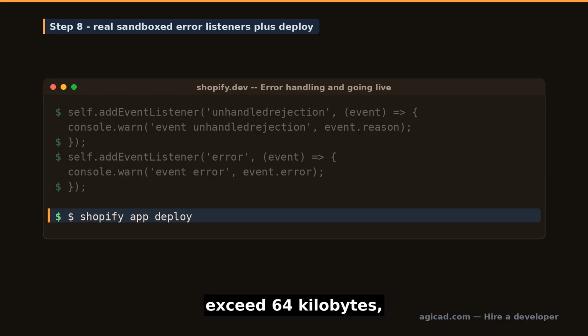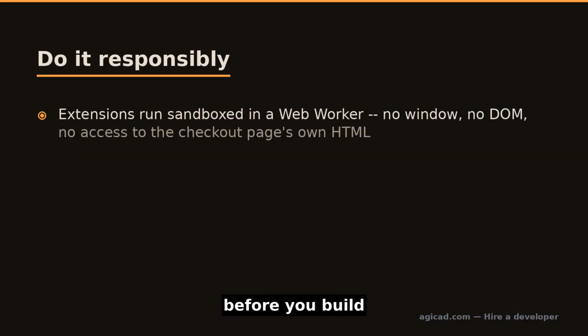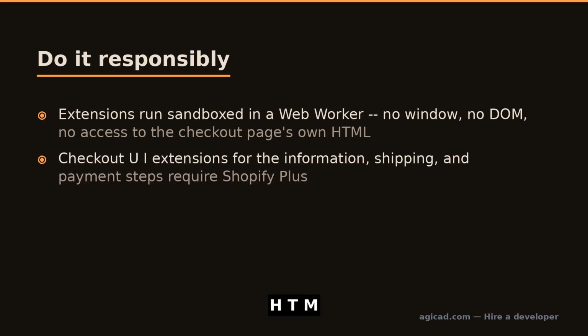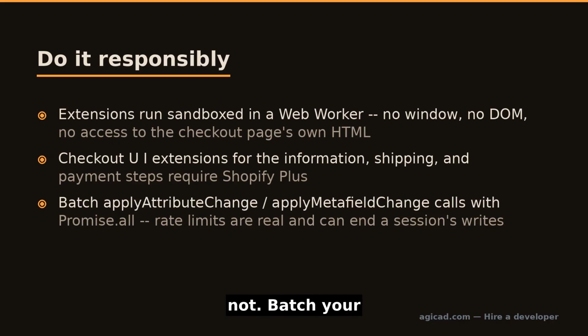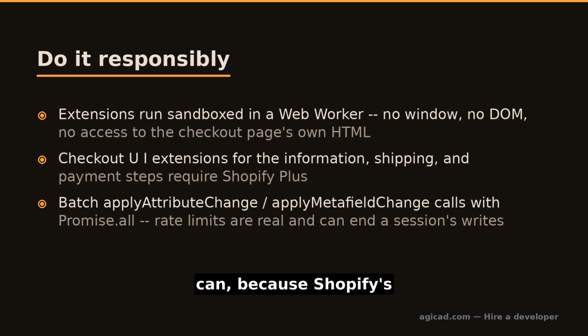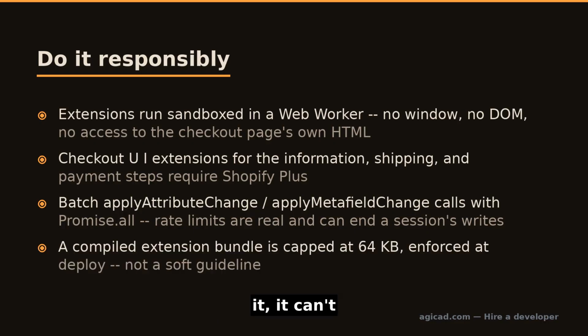A few real limits worth remembering before you build one of these yourself. Extensions run sandboxed in a web worker. There's no window, no DOM, and no access to the checkout page's own HTML or other extensions' code, by design. Checkout UI extensions for the information, shipping, and payment steps are a Shopify Plus feature. Specifically, block and thank-you page targets are not. Batch your applyAttributeChange and applyMetafieldChange calls with Promise.all wherever you can, because Shopify's rate limiting is real, and once an extension's hit it, it can't make further changes for the rest of that checkout session. And that 64 kilobyte bundle cap gets enforced at deploy time, full stop. There's no override.